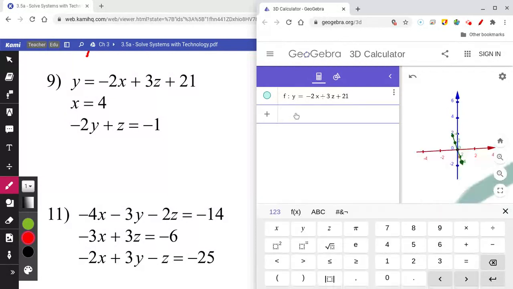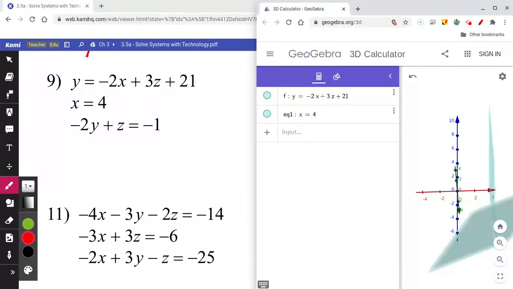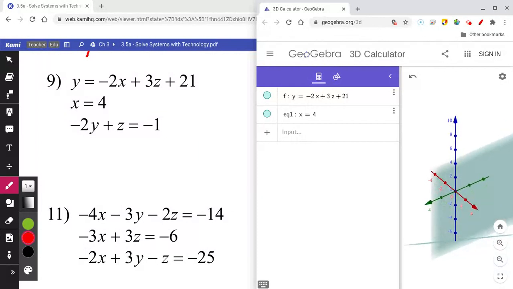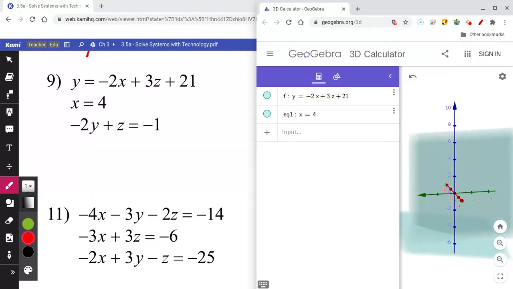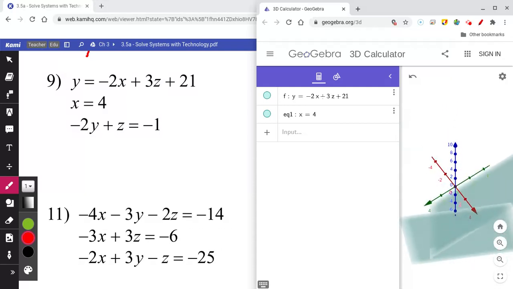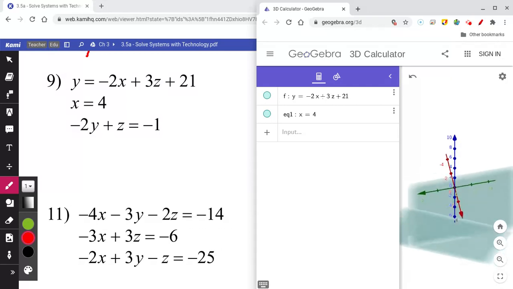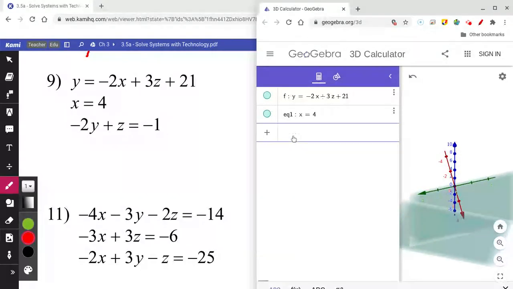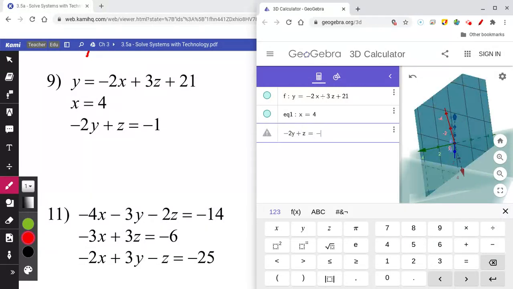Let's try the next one. X equals 4 is a second plane. And so you can see those 2 planes, if you rotate it around here, those 2 planes intersect. And they actually intersect in a line, if you can tell. Okay, not a point, but in a line. So let's look at the third one. Third one, -2y plus z equals -1.